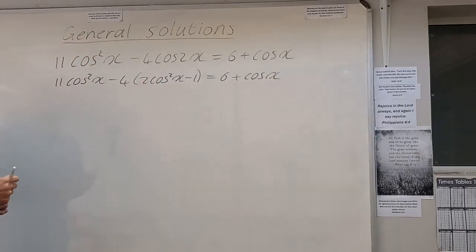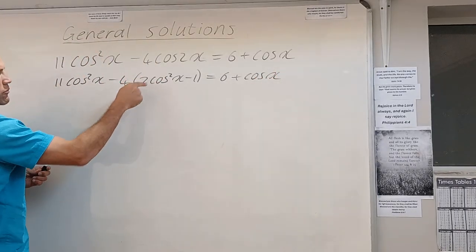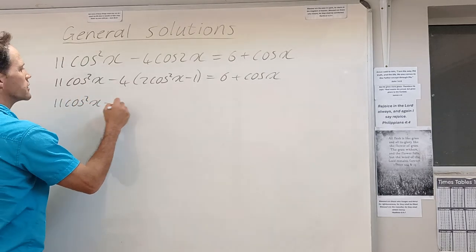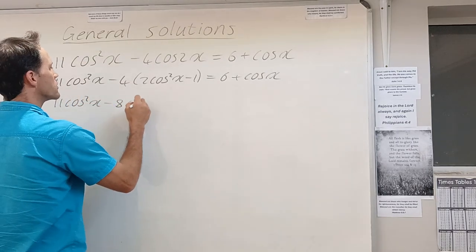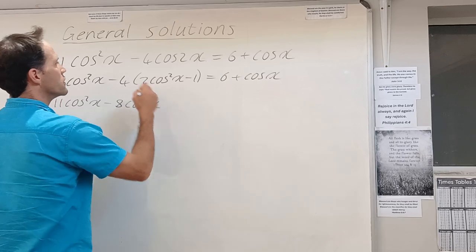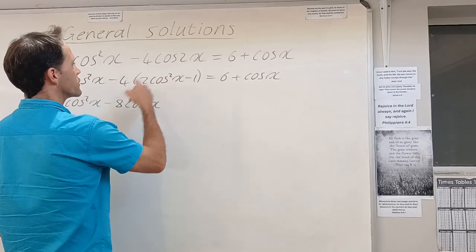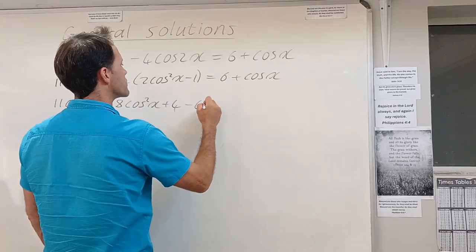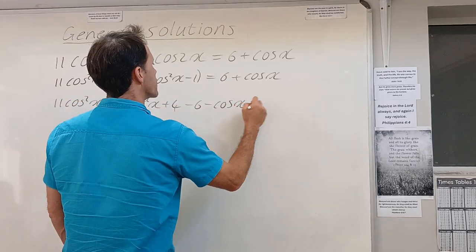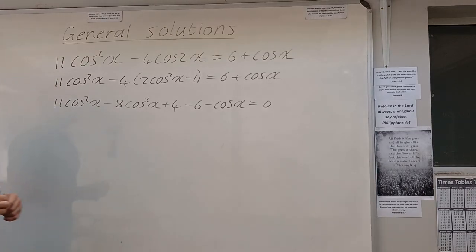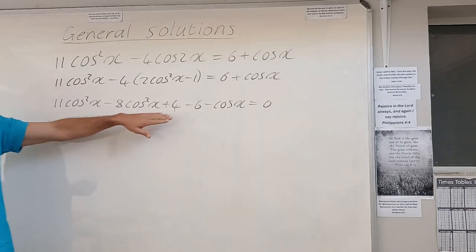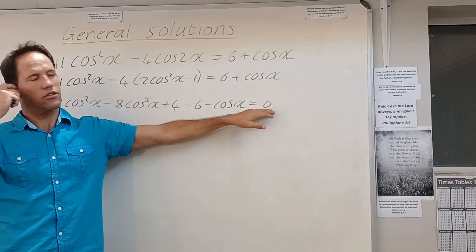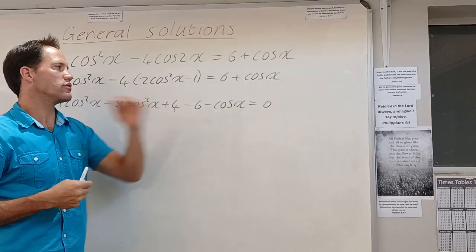So you just change this one first and now you multiply in, so you're going to get 11 cos square x minus 8 cos square x, and then minus and minus gives you plus 4. You can take these ones over, minus 6 minus cos x equal to 0. So remember, when you factorize and you have a trinomial or something, you want it to be equal to 0. Okay, so you want to take everything over to get it equal to 0.